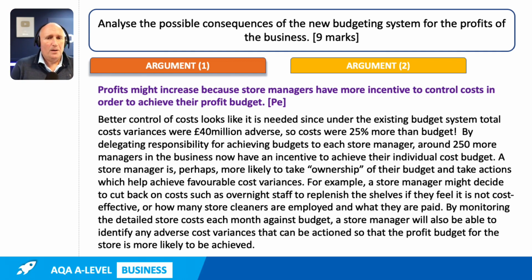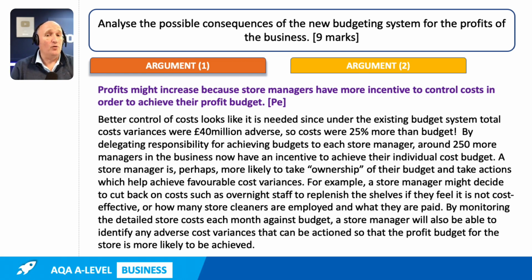So let's read through it. Better control of costs looks like it is needed, since under the existing budget system, total cost variances were 40 million adverse, so costs were 25% more than budget. By delegating responsibility for achieving budgets to each store manager, around 250 more managers in the business now have an incentive to achieve their individual cost budget.